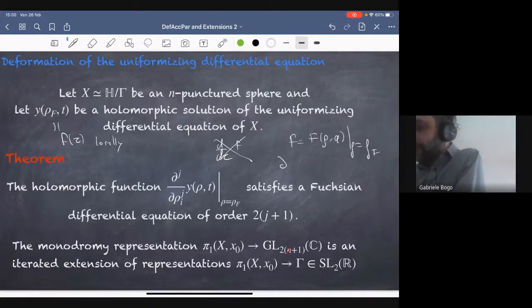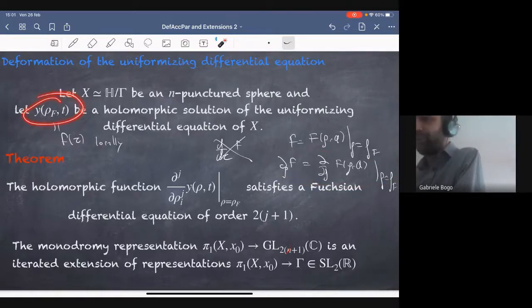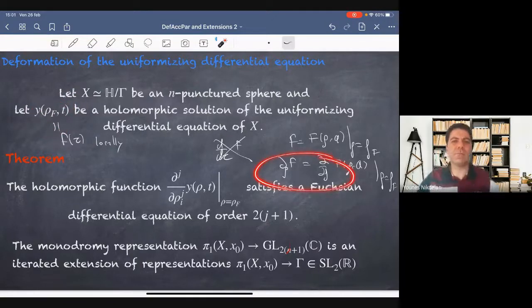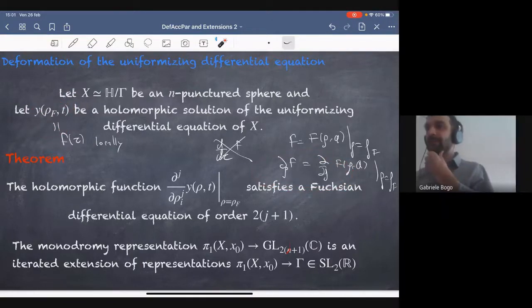And what we're going to compute is the so-called delta rho of f, which is the derivative with respect to rho of this function here, and then specialize. This is the deformation. And to understand this, we first understand what happens at the level of the holomorphic solution of the uniformizing differential equation. And then we will lift this one to this one. That will be the second step. Okay. So in particular, this one will not be a modular form or a quasi-modular form, it will be something different.